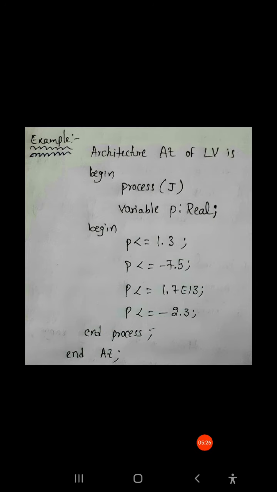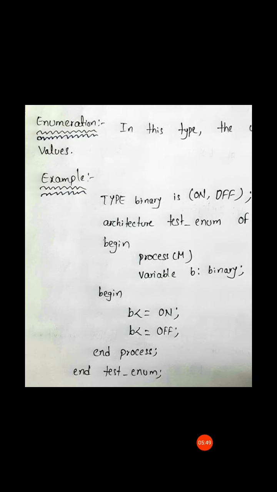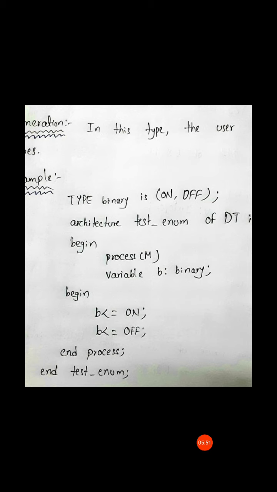Now coming to the next data type, enumeration. In this data type the user specifies the list of possible values. Here we can give boolean values also. Take the example: type binary is (on, off). So those are the values for boolean.